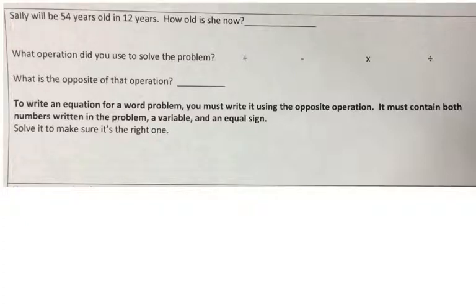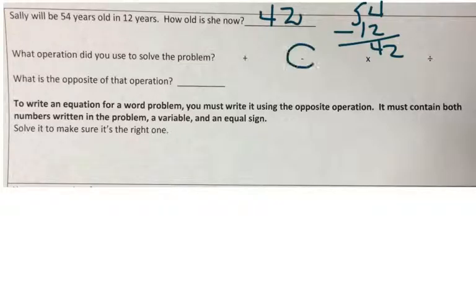If she's going to be 54 in 12 years, then right now she is 54 minus 12. Okay? And 54 minus 12 is 42. So we went ahead and answered that question. Now, I'm going to take you through some questions that you need to ask yourself every time you do this. First one is, what operation did you use to solve that problem? Well, we used subtraction.